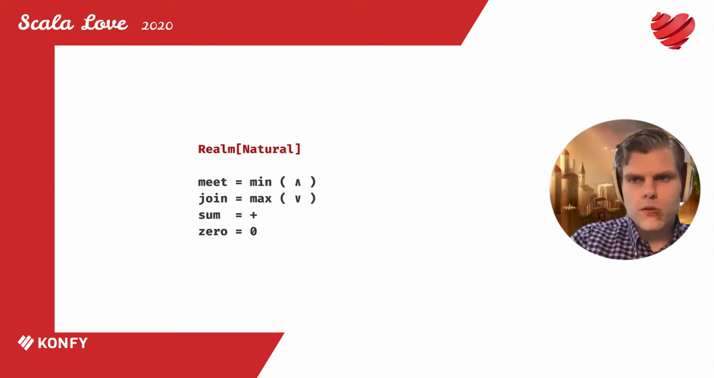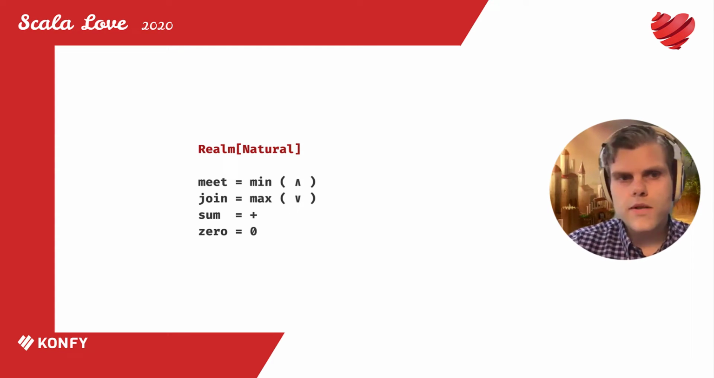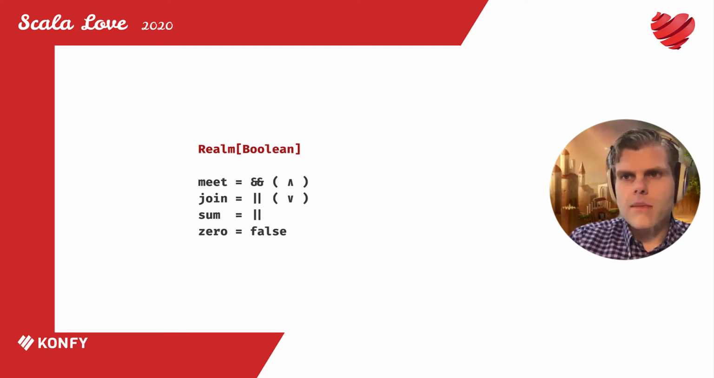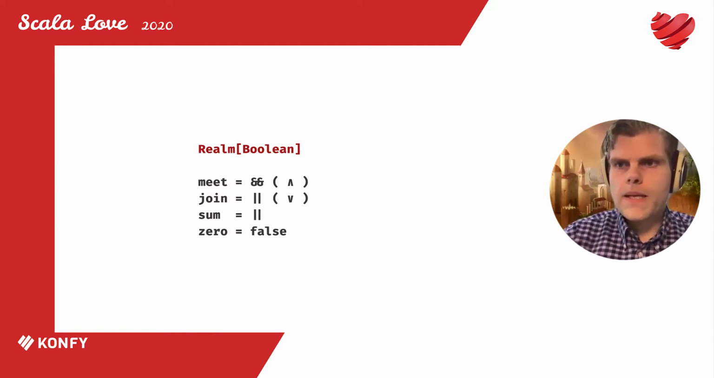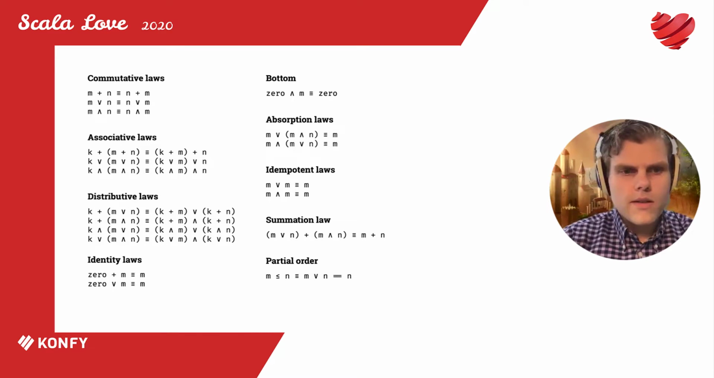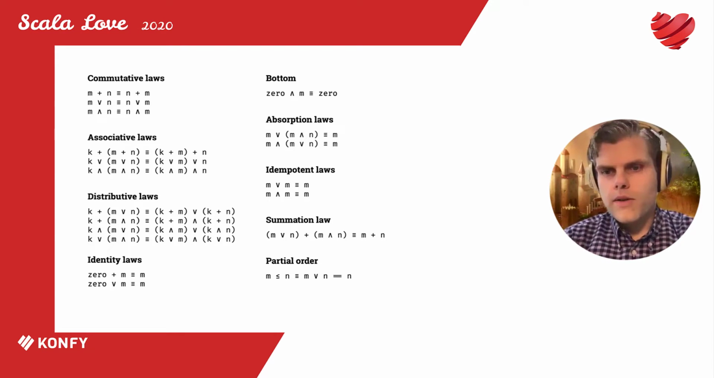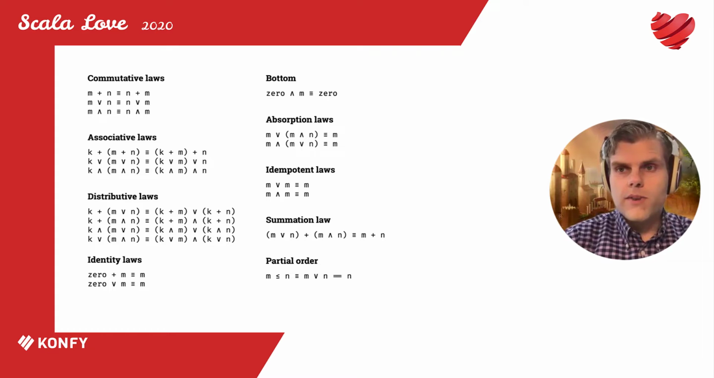There's also a realm on the natural numbers, where meet is the min, that is, the lower of the two numbers. Join is the higher of the two numbers. Sum is their sum, and 0 is just 0. And then for Booleans, for example, meet is and, join is or, and then sum happens to also be or, and 0 is false. Anyway, these operations have to obey a bunch of laws. A realm is a distributive lattice as well as a monoid, and these have to interact in a specific way, which is laid out by these laws. So multisets actually have a rich algebra. They're pretty interesting objects to study.